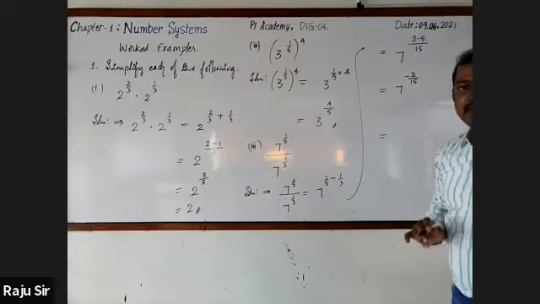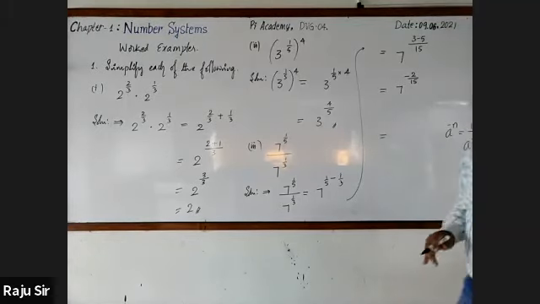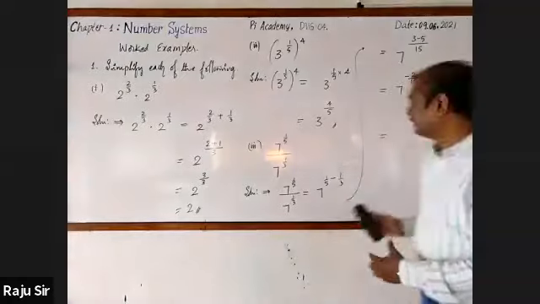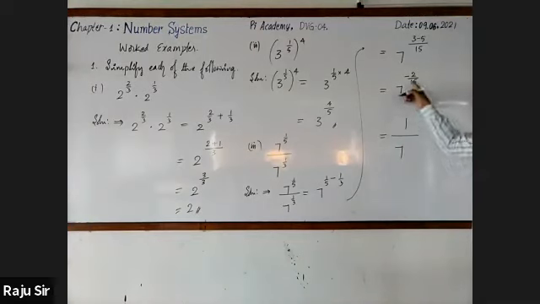Okay, let me write bigger. 7 raised to the power minus 2 by 15 is there. This is of the form a raised to the power minus n, and this can be written as 1 by a raised to the power plus n. And hence we shall write it as 1 by 7 raised to the power plus 2 by 15.